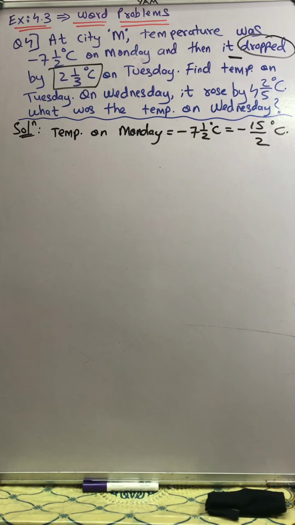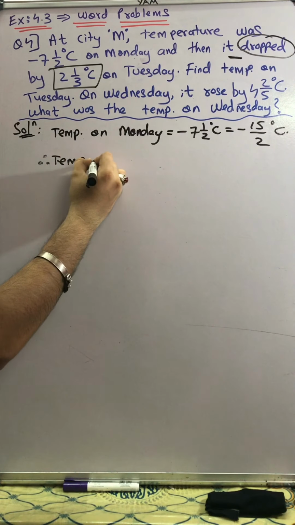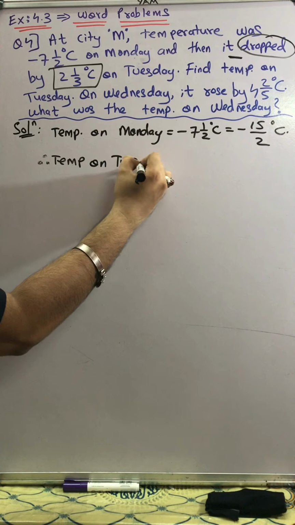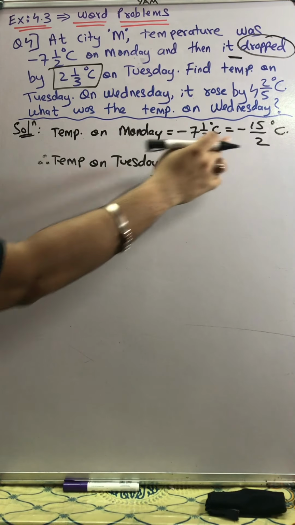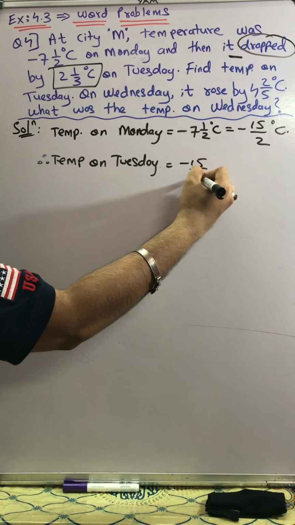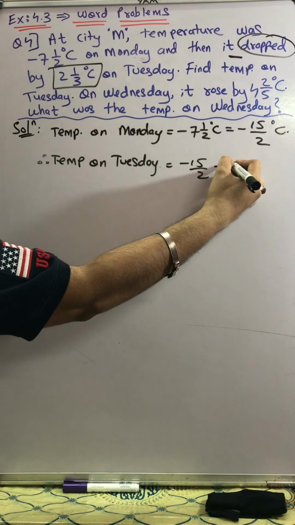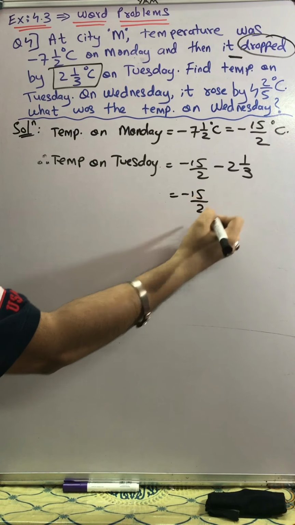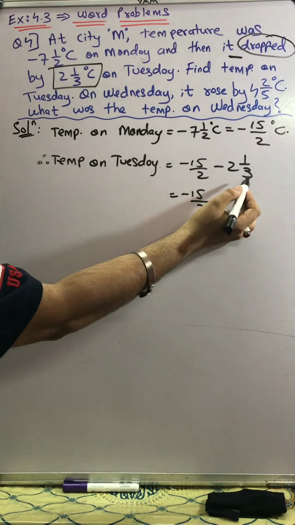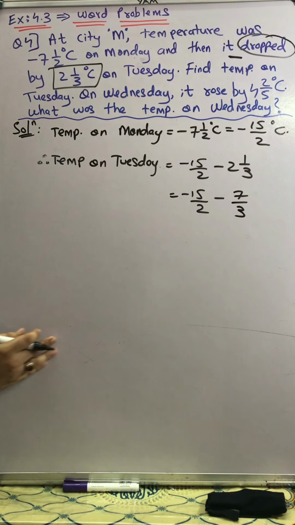Okay, so now I'll write. Therefore, temperature on Tuesday. What happened on Tuesday? From the initial temperature -15 upon 2, it dropped by 2 1/3 degrees Celsius. So -15 upon 2 I'll write as it is, minus I'll write as it is. 3 twos are 6 plus 1 is 7, so 7 upon 3. Now I just have to solve this.